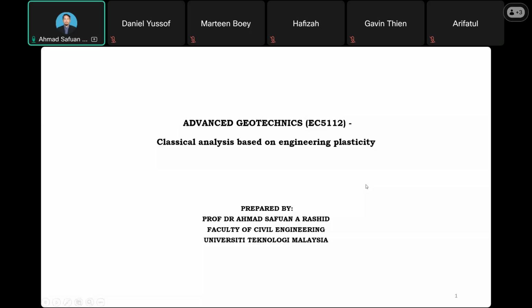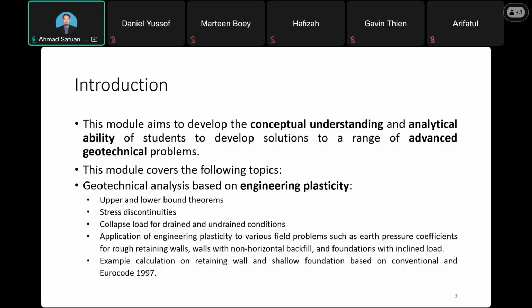So let's say if we deal with a sandy material or a clayey material, then we use the approach of soil plasticity to determine the capability of the soil to sustain the loads, or to identify what the collapse loads are. Then the application of engineering plasticity to various field problems, such as earth pressure coefficients for rough retaining wall, wall with non-horizontal backfill, and foundation with inclined loads.